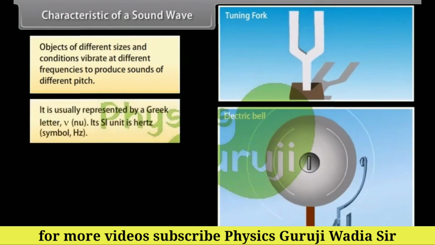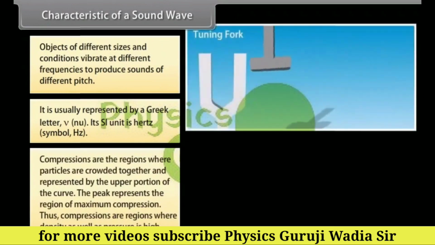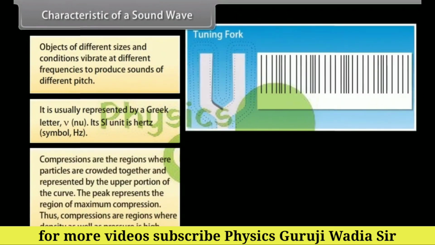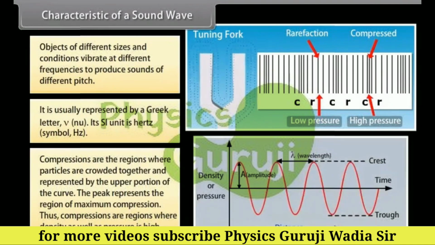Frequency is usually represented by the Greek letter nu. Its SI unit is hertz. We know that compressions are the regions where particles are crowded together, represented by the upper portion of the curve. The peak represents the region of maximum compression. Thus, compressions are regions where density as well as pressure is high.